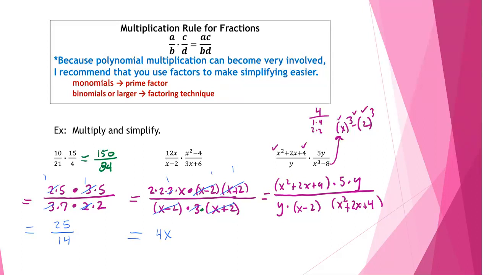Notice this. I actually end up with a common trinomial factor. X squared plus 2x plus 4 in the top is the same thing as x squared plus 2x plus 4 in the bottom. So this trinomial divides out as a factor for 1. And I also see these y's dividing out. So this leaves me then with a final answer of 5 over x minus 2.